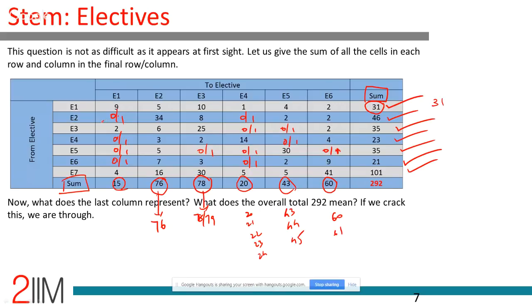So how many of these are there? 1, 2, 3, 4, 5, 6, 7, 8, 9, 10, 11, 12. 12 of these 0/1s are there. We add all of these numbers: 1 plus 6, 7, 12, 15, 20, 21, 22, 2, carry over 2, 5, 9, 12, 14, 17, 19, plus 10, 29. So this table gives us information about 292 of the students.